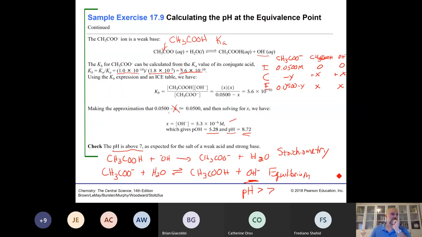Does that make sense? All right. So it's a two-step process whenever we're calculating equivalence points with weak acids and strong bases, or weak bases and strong acids. All right.